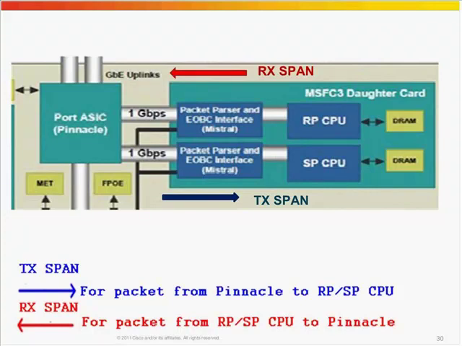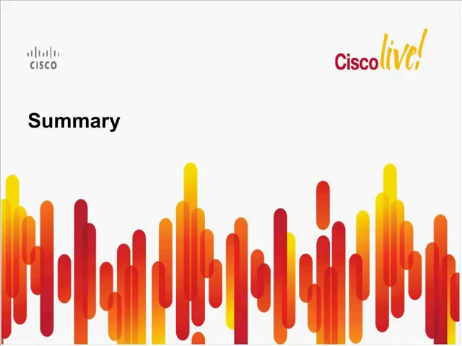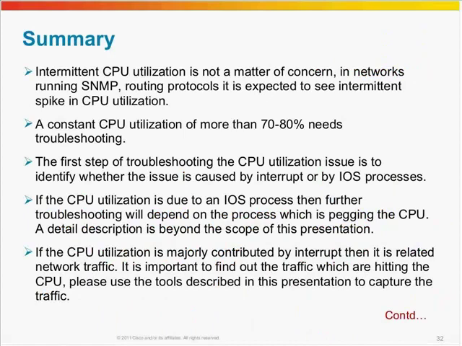Now what we're doing here is taking the span capture on the Pinnacle ASIC. And the direction of the span is from the perspective of the Pinnacle ASIC. So when I'm configuring TX span, I'm basically trying to capture packets which are going from the Pinnacle ASIC towards my CPU. In case of an RX span, I'll be capturing the packets which are coming from the CPU towards my Pinnacle ASIC. So the direction for RP SP InBand span is different from your netdr capture. In netdr capture, RX is for capturing packets towards the CPU, and TX for capturing packets coming from the CPU.